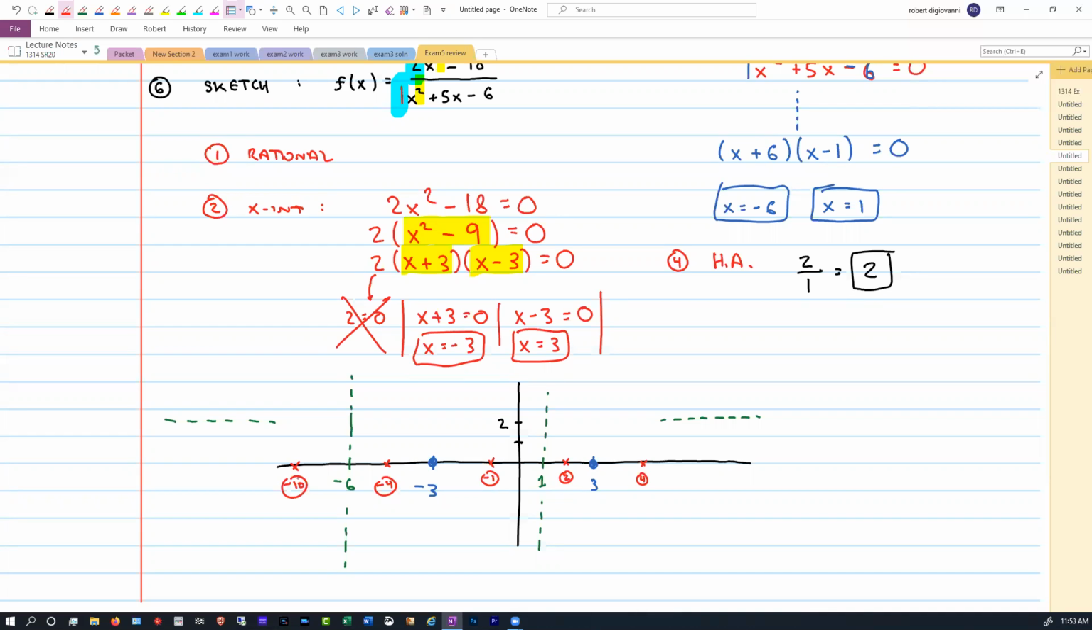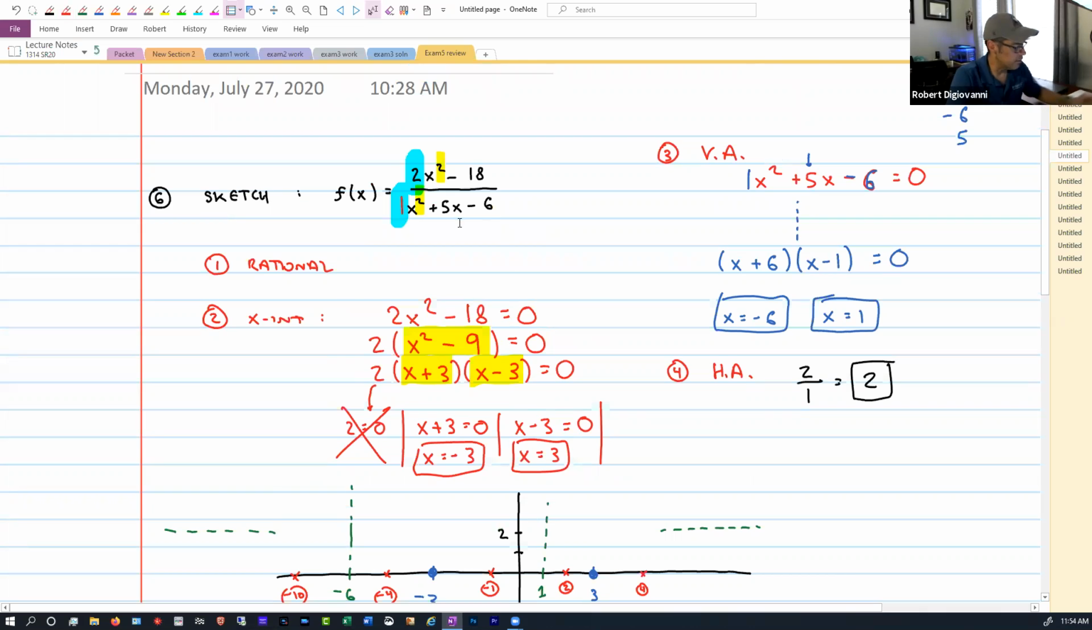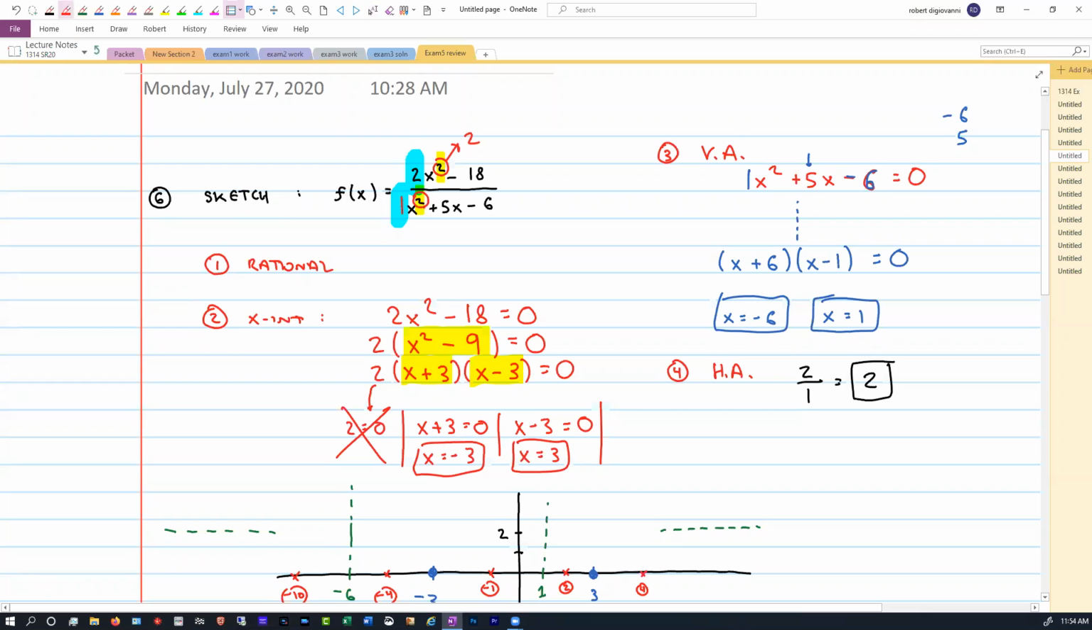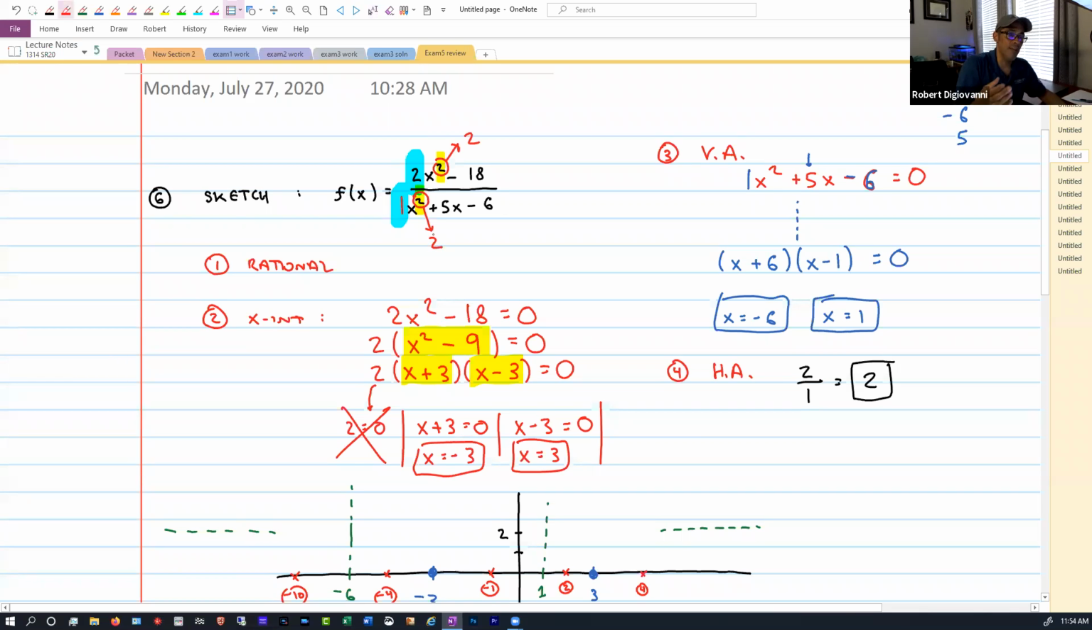I do have a question for number 4. I got lost on how you got that again. Okay, so going back up here, here's the original function. For horizontal asymptotes, you're always comparing the degrees. So the degree of the numerator is 2, right? The highest power of x. The degree of the denominator is also 2. Those two numbers are the same, right? If you compare them, 2 and 2, they're the same.